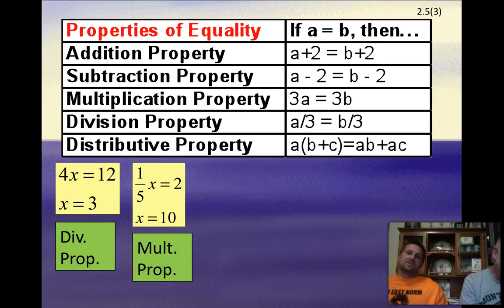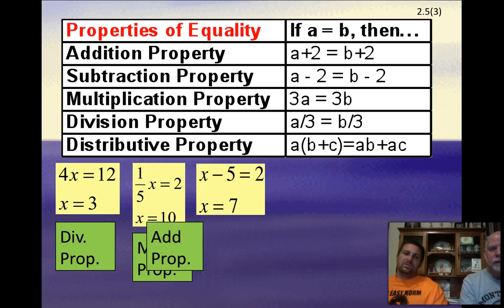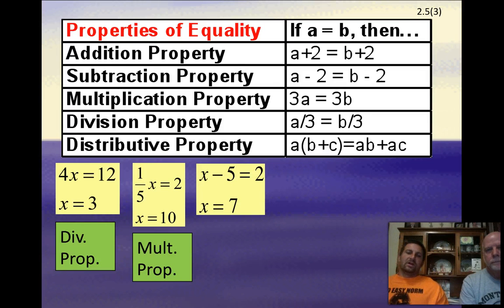And then on the next one, maybe. It's being slow. Computer's being slow here. If I have x minus 5 equals 2, okay, well, in order to get x by itself, I'm going to need to add 5 to both sides. So that is the addition property, and we just need to understand that, you know, that's what we did, so we want to list it.